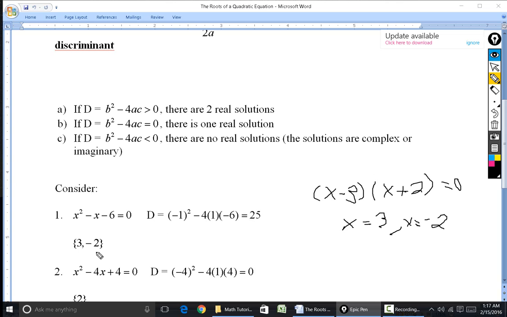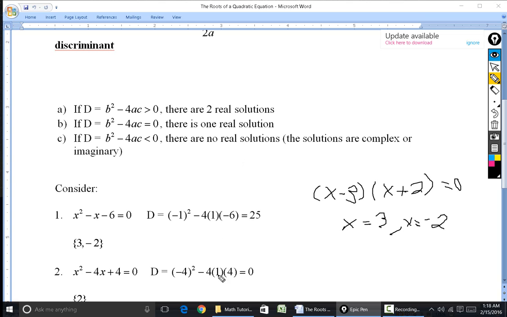Notice in the second example, the a is 1, the b is negative 4, and the c is 4. So I plug those into this formula, b squared minus 4ac. I got negative 4 squared is 16, and I have minus 4 times 1, that's a, times 4, that's c. If I do this calculation, that gives me 0. Okay, so this tells me then, based on part B here, that I should have one real solution.